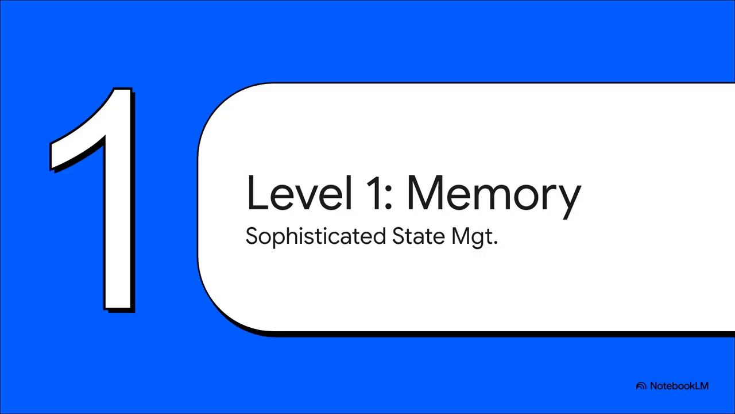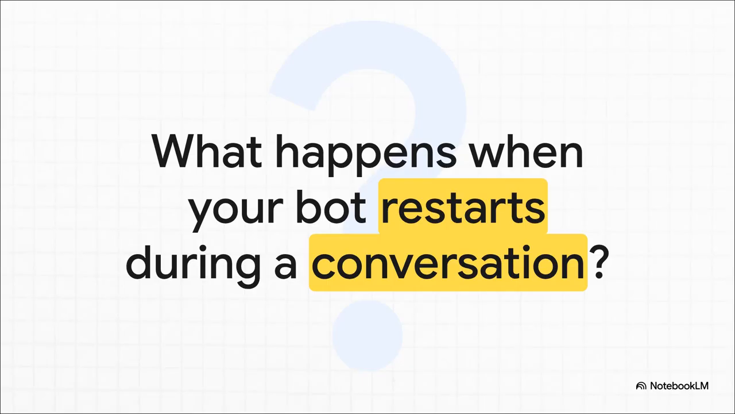Okay, first stop, level 1. We are tackling the most common problem that everybody hits almost immediately. We have to give our bot a memory, because right now, it has the memory of a goldfish, seriously. Just imagine this for a second. You're in the middle of signing up for something. The bot asks for your name, you type it in, and then, poof, the server restarts for a quick update. When the bot comes back online, it has absolutely no idea who you are or what you were just talking about. The whole conversation is just gone. It's super frustrating for your users.